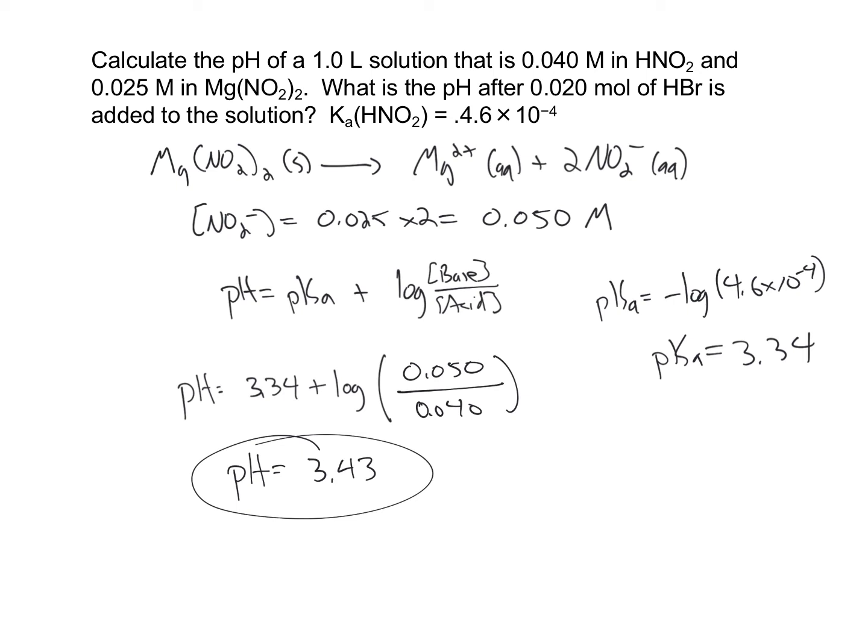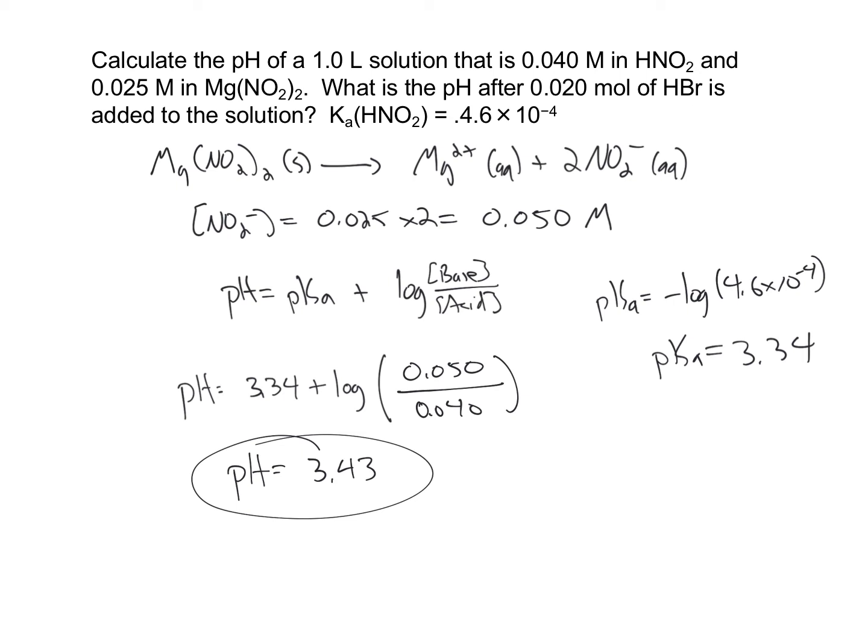All right, so that was the answer to the first part of the question. Just what is the pH of the buffer before I added anything to it? All right, the next part of the problem is what is the pH after I add 0.02 moles of HBr? So we'll do the bulk of this on the next slide, but before we go to the next slide, let's decide what is the HBr going to react with.